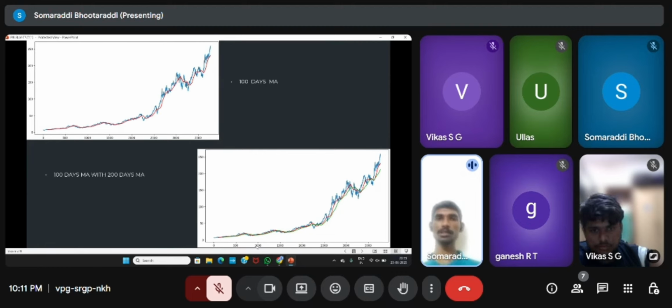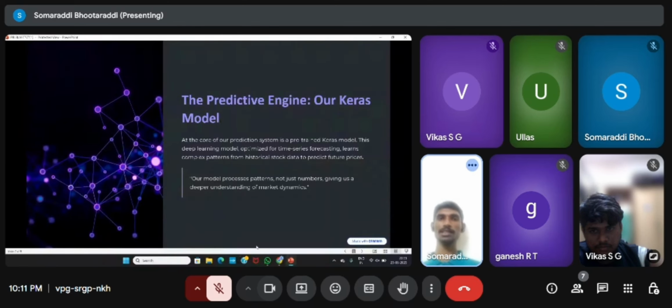Next is the predictive engine, the Keras model. This slide explains the core component of the project, the deep learning model that performs stock price prediction. The model used here is a pre-trained time series forecasting model tailored to stock market data. This approach is used when the data points are sequential and time dependent, like stock prices. The model learns from historical patterns, not only raw numbers.